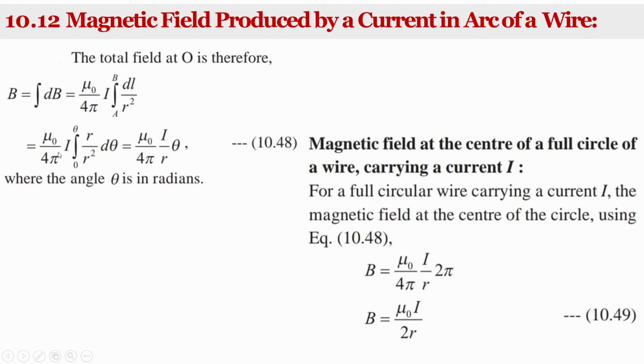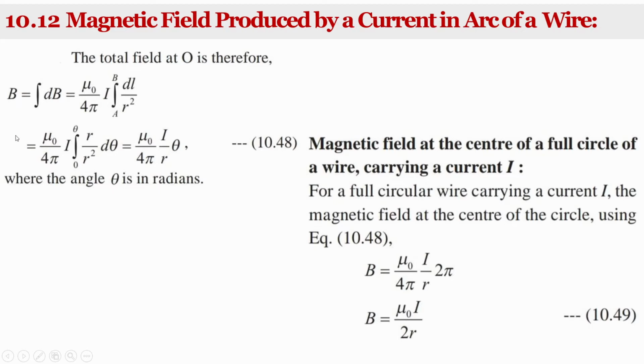Then the next term is mu naught upon 4 pi, I upon r, and the integration of d theta is theta, where theta is the angle measured in radians. So that is the formula for the magnetic field produced by a current in a circular arc of a wire. Then we consider the magnetic field at the center of a full circle of wire carrying current I. This is the formula for arc AB.